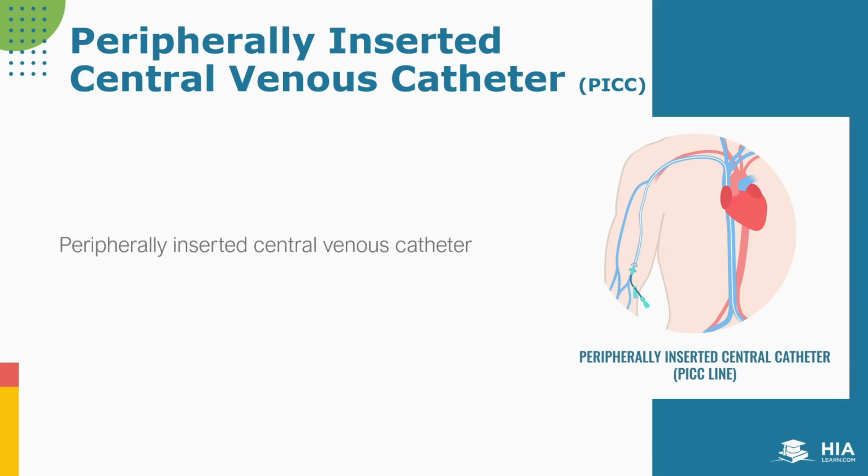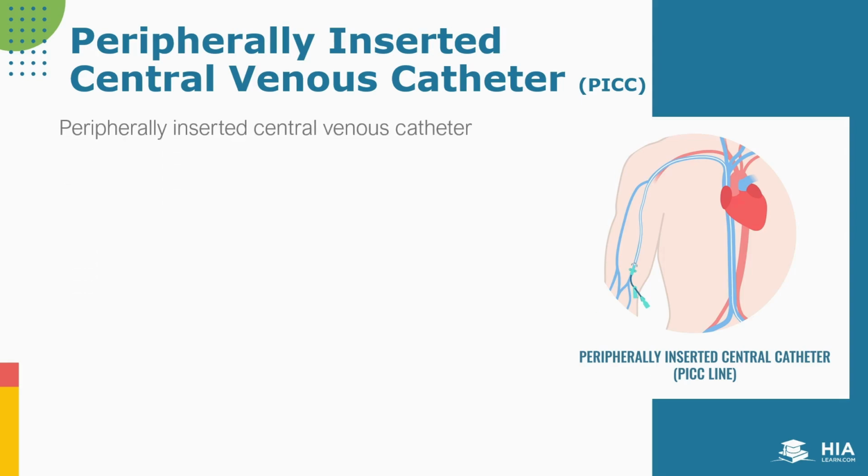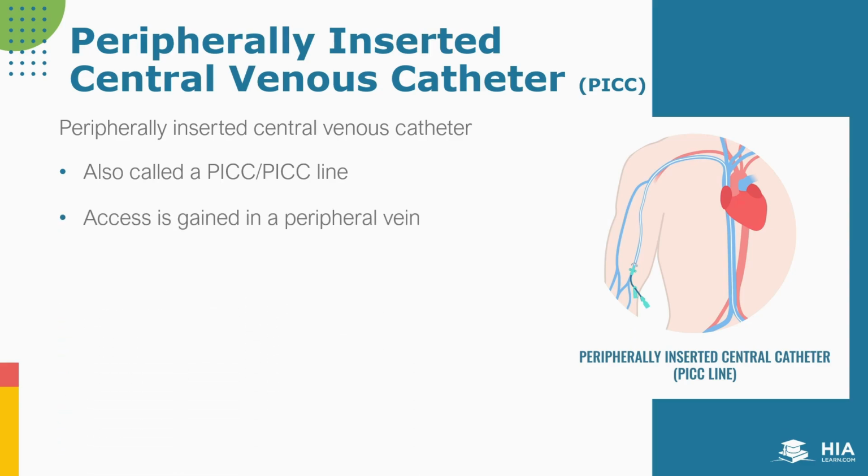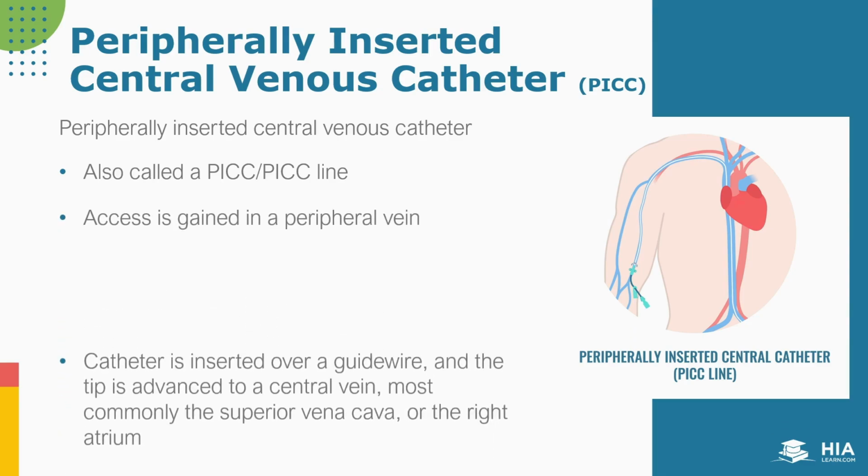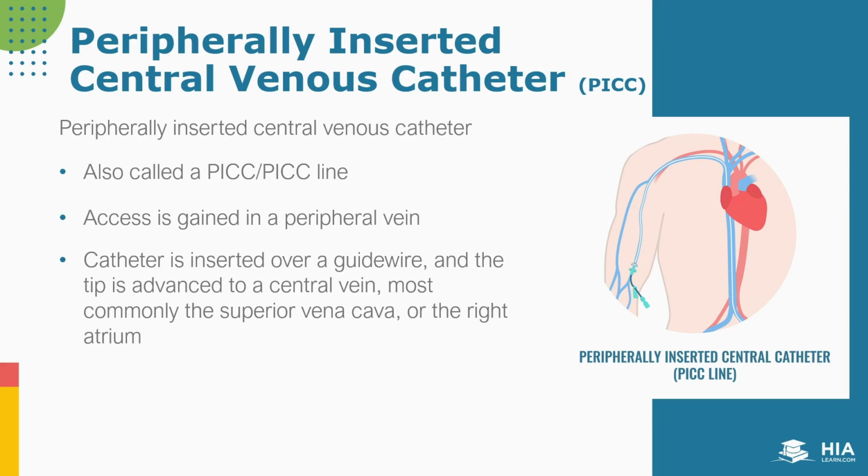A peripherally inserted central venous catheter is commonly called a PICC or a PICC line. Insertion of a PICC line involves accessing a peripheral vein, inserting the catheter over a guide wire, and then advancing the tip of the catheter to a central vein. Most commonly, this is the superior vena cava or the right atrium. The external portion of the catheter has an external port used for drawing blood or injecting medication or other substances.